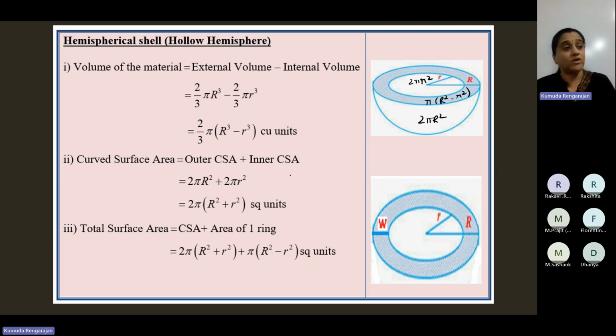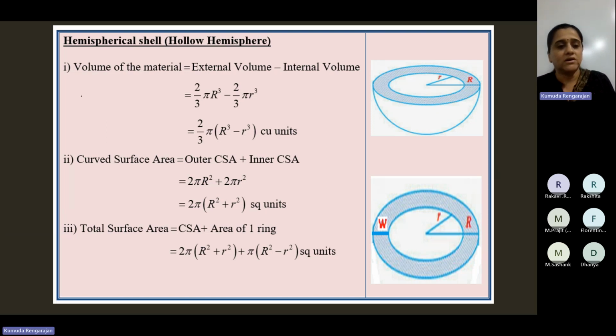Only one ring. For a cylindrical shell, there'll be two rings, one on the top and one on the bottom, each pi R square minus r square. Here is only one such ring. Inside it is 2 pi small r square, outside 2 pi capital R square. Find these three areas and add everything. That will be the area of the hollow hemisphere. If you have some object like this and you have to paint all over, that will be the total area to be painted.